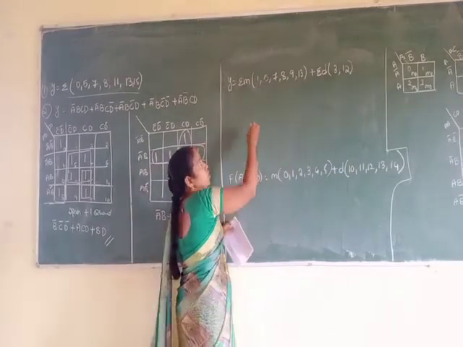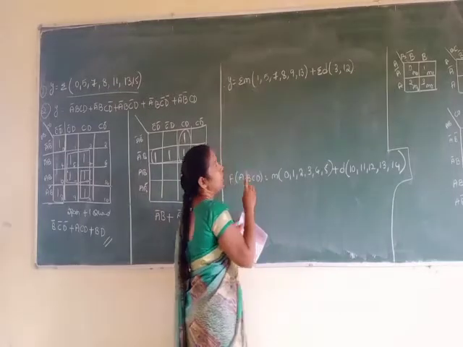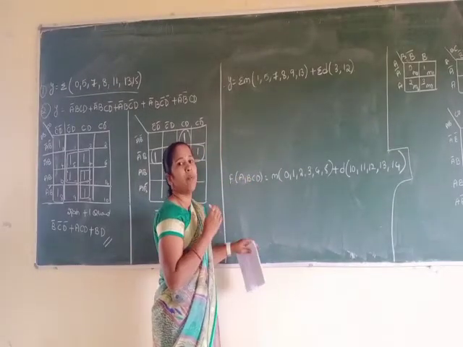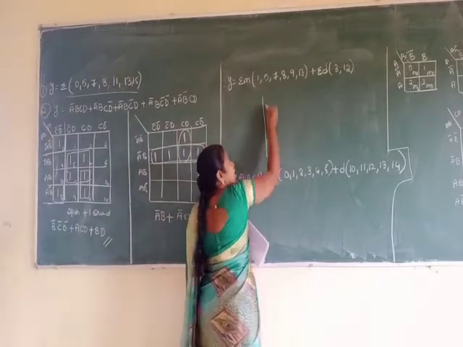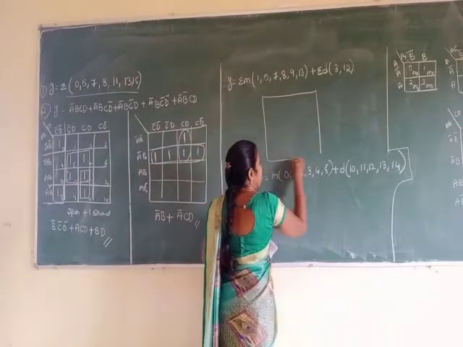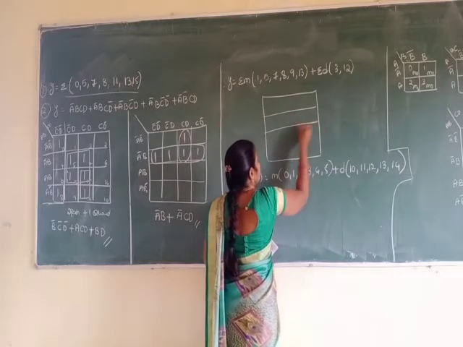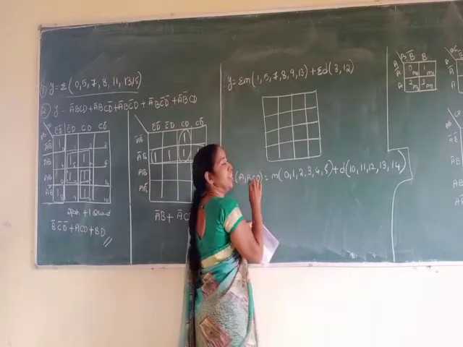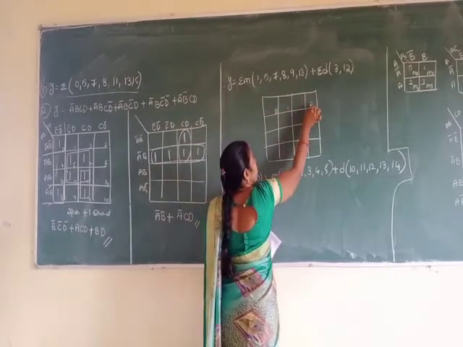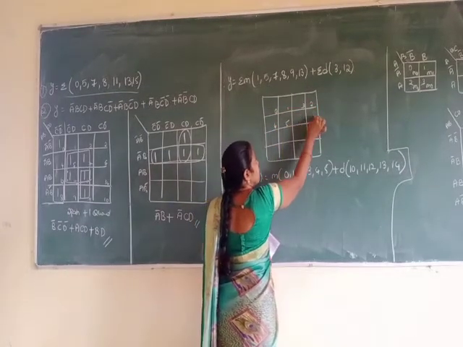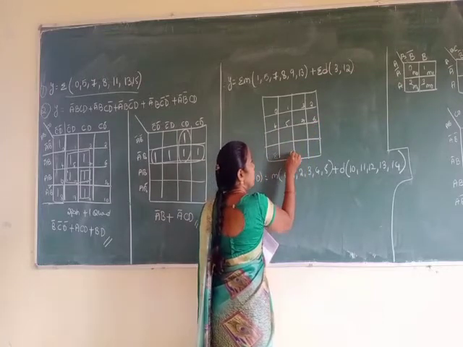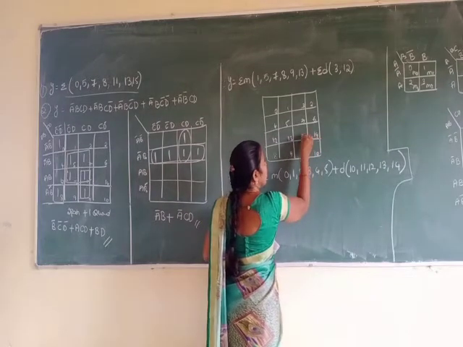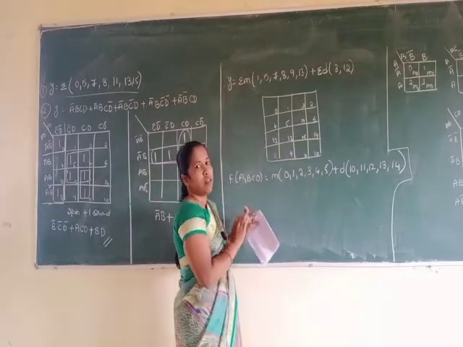So how are we going to solve it? Again, if you check the values, it is about 7, so in that case it is a 4 variable K map. Here 4 variables means 16 cells. So writing the min term values. I have written the min term values.